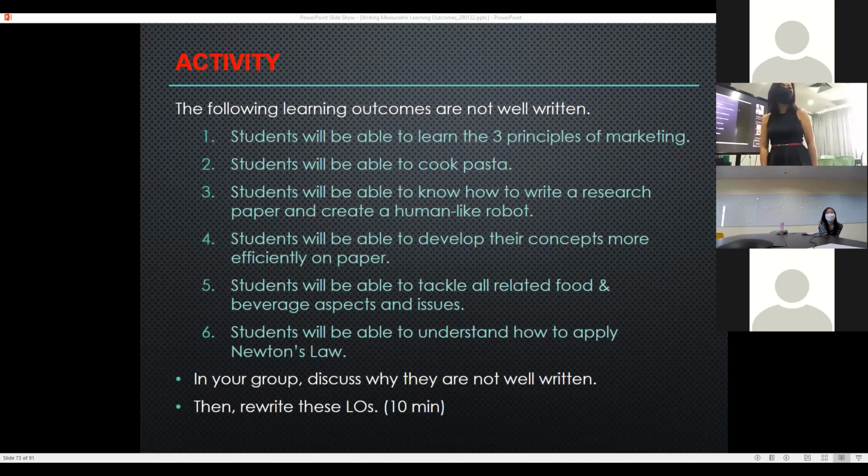Okay, so for this number 4, when we look at the questions, what we agreed upon was the students are supposed to present something effectively. So we changed this one to present a business entrepreneur concept effectively on paper. Okay, so it means they are presenting a written work.